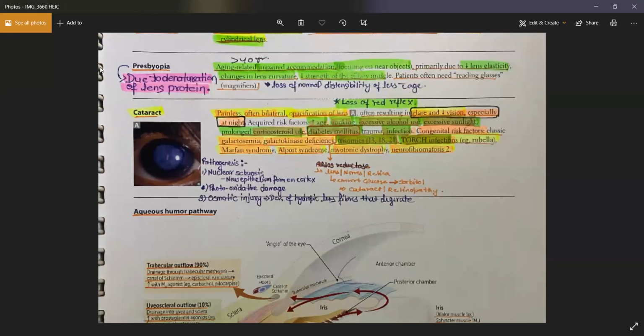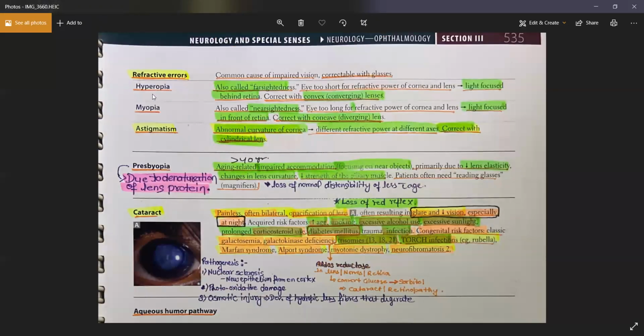And you have the refractive errors. One is hyperopia, also known as farsightedness. The light focuses behind the retina, so the patient can see far objects, but cannot see near objects. That happens because of a decrease in the converging power of the lens, because the function of the lens is to converge the light. Whenever the lens fails to do so, the light will be focused behind the retina.